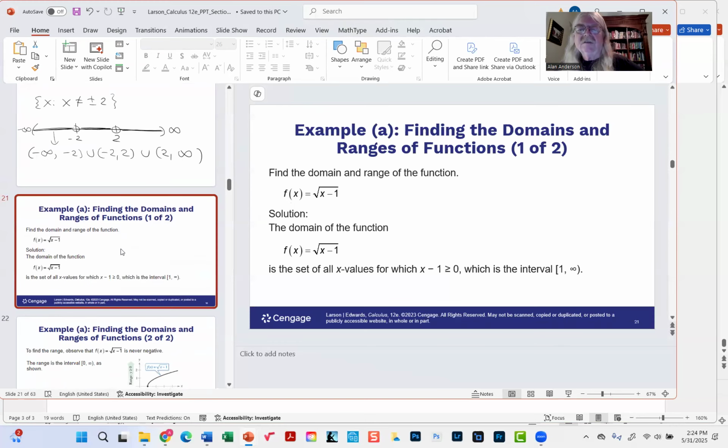Oh, here's an interesting one. Remember, the domain cannot allow for any x's that lead to an imaginary number. That means that the number under the square root sign can never be negative, which means that the smallest number x can be in this case is 1. Because if x is 1, then the square root is 0. If x is 2, then the square root is positive. So what we end up with is this.